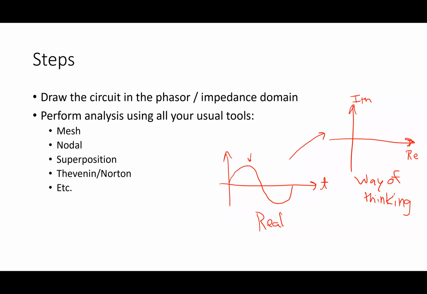All right. So what we've got to do is map the circuit over to the phasor domain, which we'll do here today with some examples. And then we can start doing all the usual tools: mesh, nodal, superposition, Thevenin and Norton, like we talked about at the beginning. All that stuff comes into play. So we're going to try to do some problems today to start to do that.